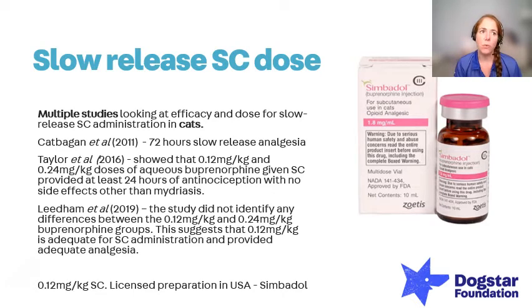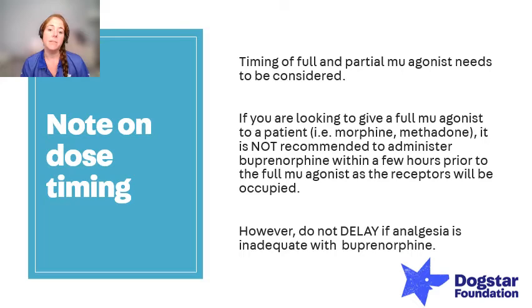For some cats that are quite fractious and difficult to medicate, being able to give a one-off injection that you know will provide 24 hours of pain relief is a great tool to have with your different analgesic protocols that you use. A very important point needs to be made on dose timing, especially when you're considering using either a full or a partial mu agonist.